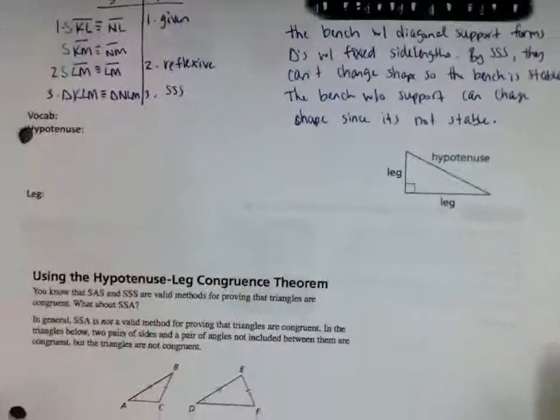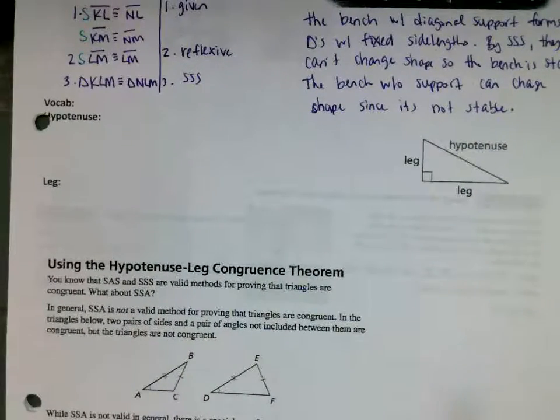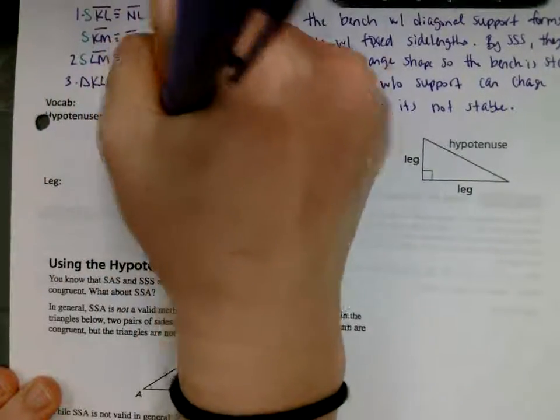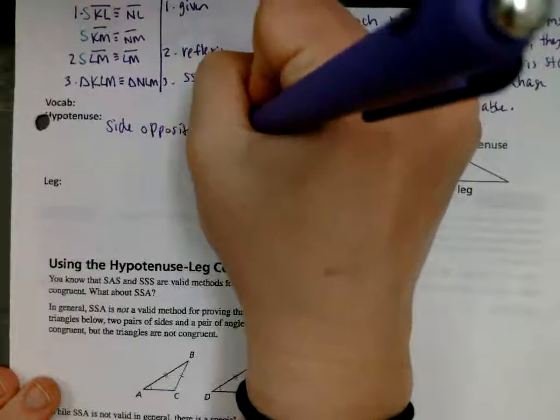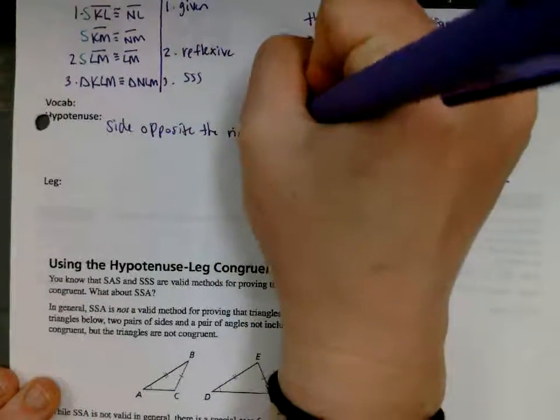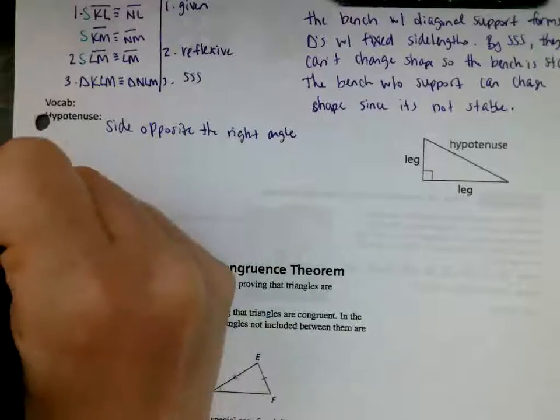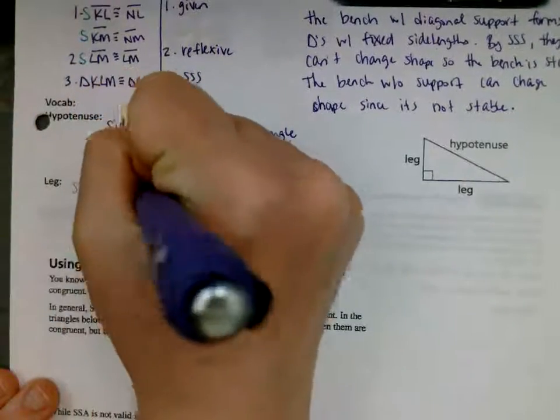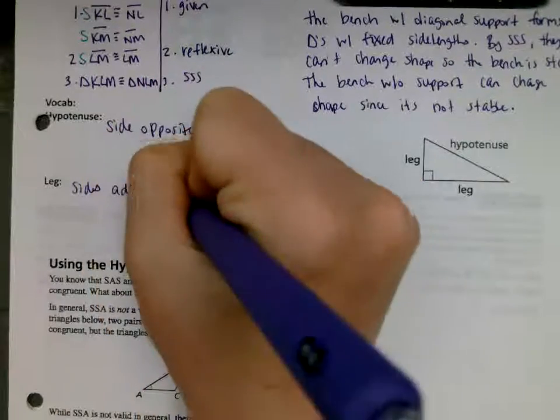Okay, so moving forward here, let's talk about a hypotenuse. It is the side opposite the right angle. Okay, which you can see in the picture. And then the legs are the sides adjacent or next to the right angle.